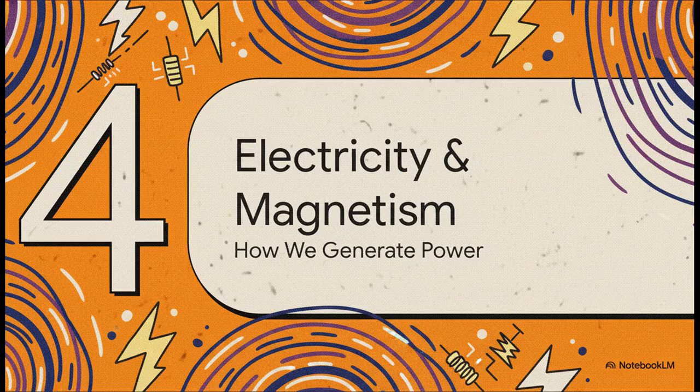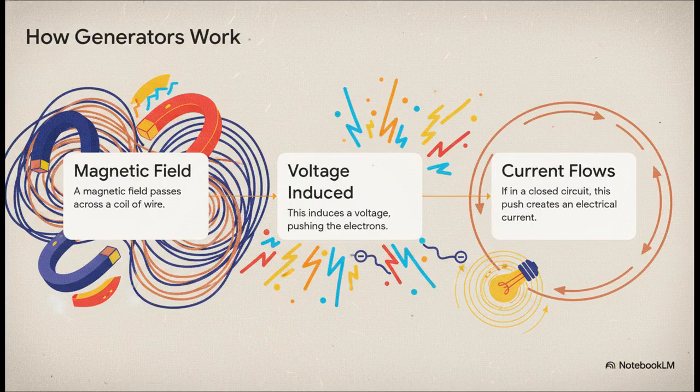So once you get voltage, current, and resistance, you unlock something amazing. This incredible, fundamental partnership that exists in nature between electricity and magnetism. They're two sides of the same coin. It's all based on a mind-blowing principle called electromagnetic induction. And this is how pretty much all of our power gets made. It's this simple.